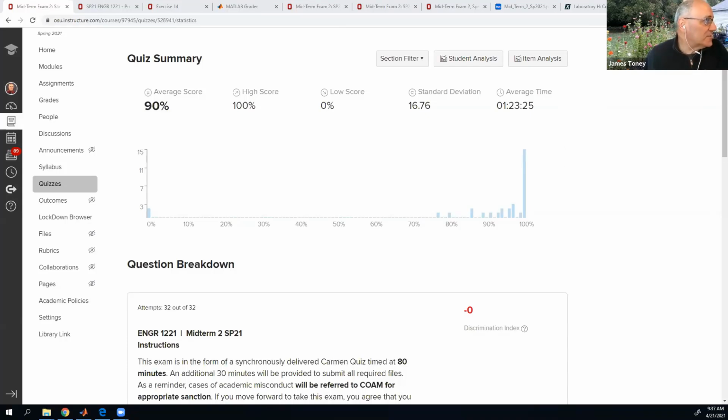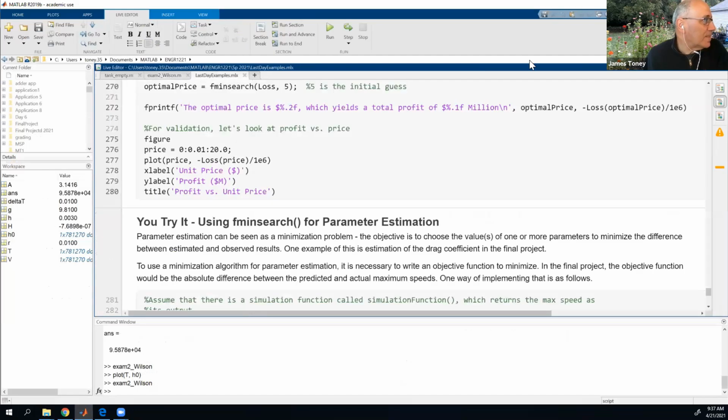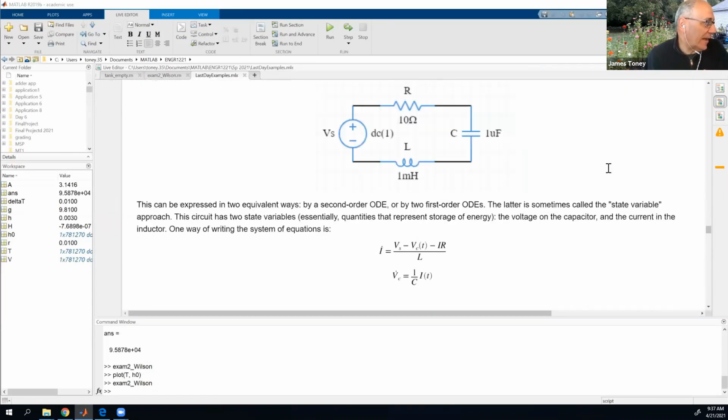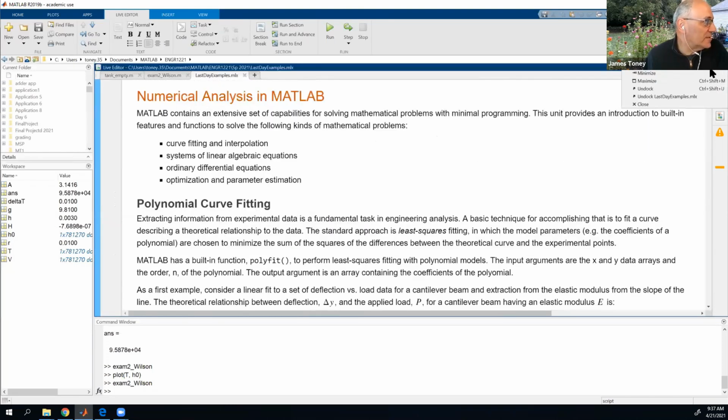All right, so today's topic is, I never quite know what to call it, but sort of miscellaneous mathematical tools that are built into MATLAB that you'll find very useful in the future, but that didn't really fit into the main flow of the course.